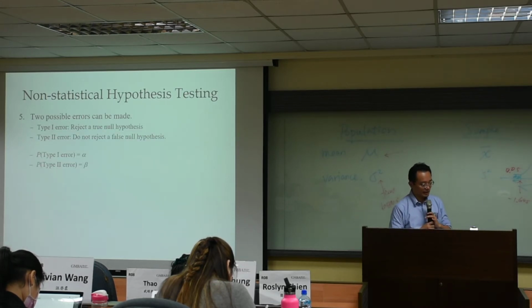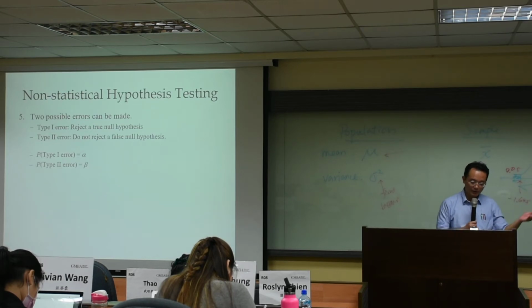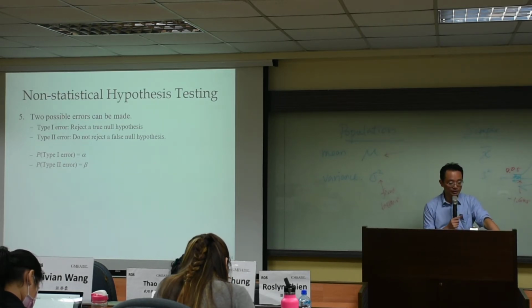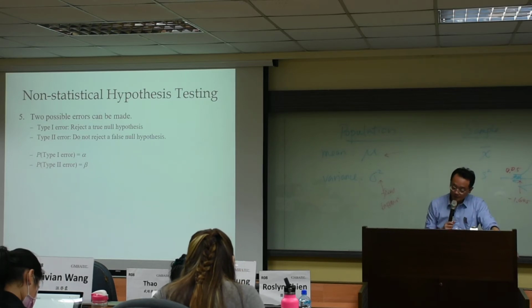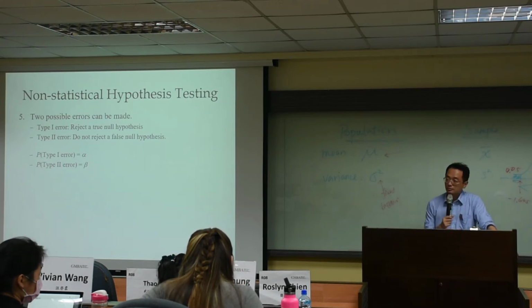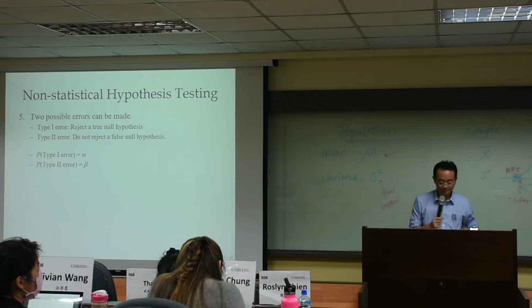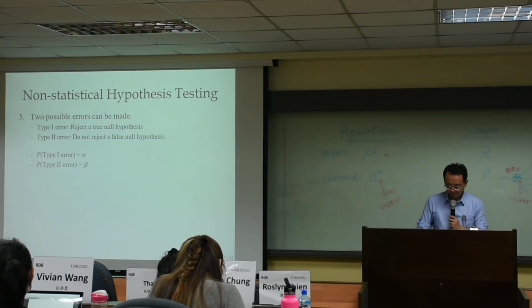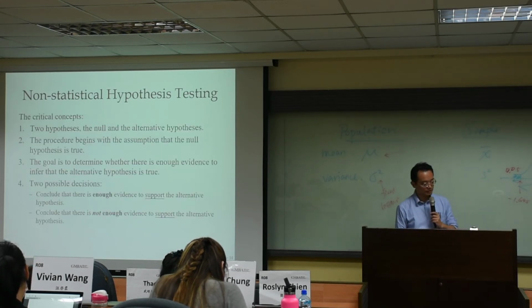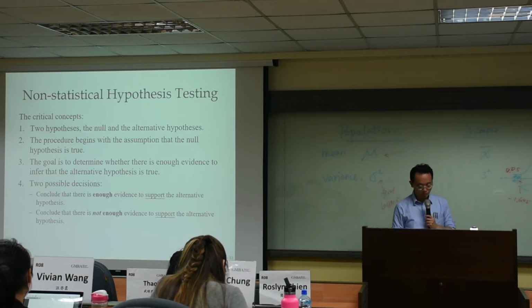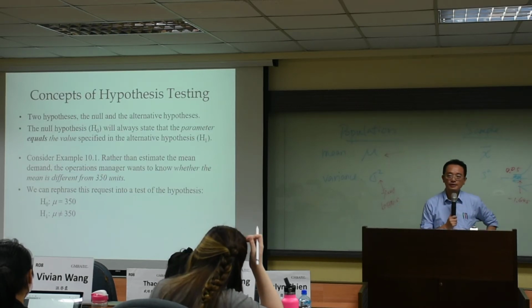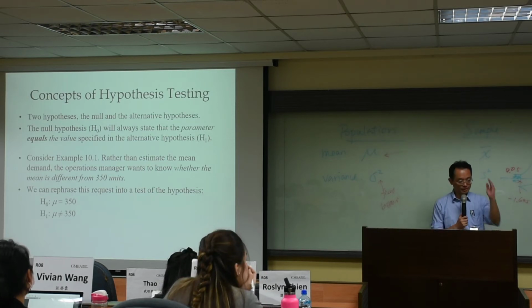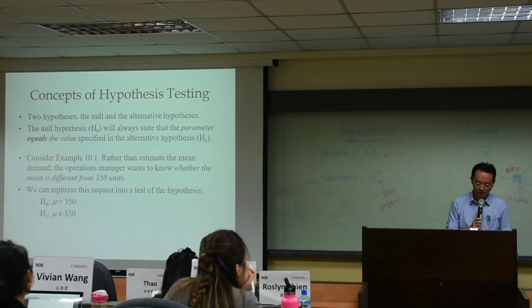Okay, and the last concept, the two possible errors, type 1 error and type 2 error. Type 1 error is to reject a true null hypothesis, and type 2 error is to not reject a false null hypothesis. And the probability of type 1 error is alpha, the probability of type 2 error is beta. So these are the non-statistical hypothesis testing settings. We got these structures, and we can apply this concept to statistical hypothesis testing. Similarly, two hypotheses, null and alternative.